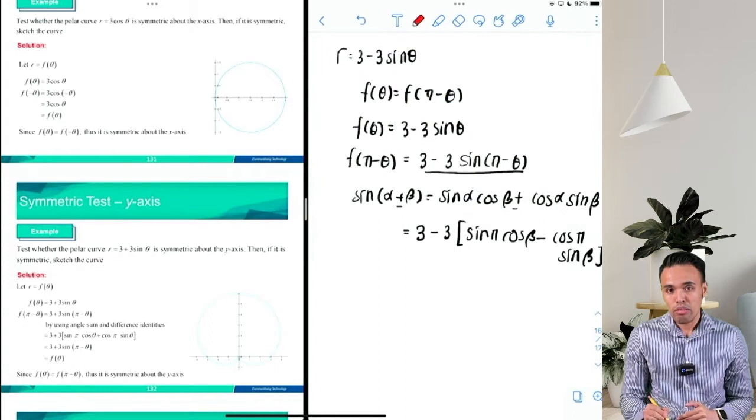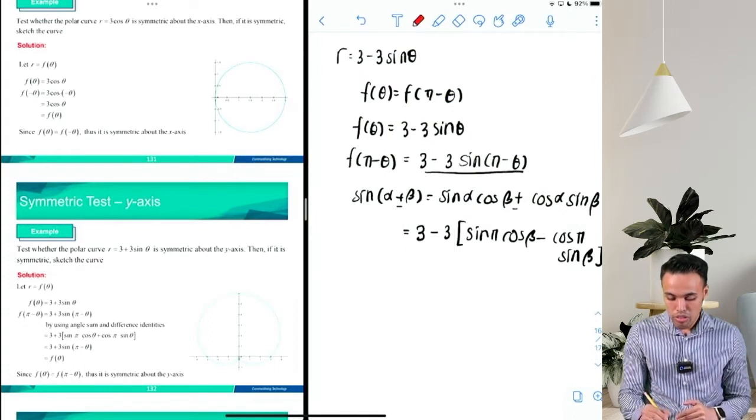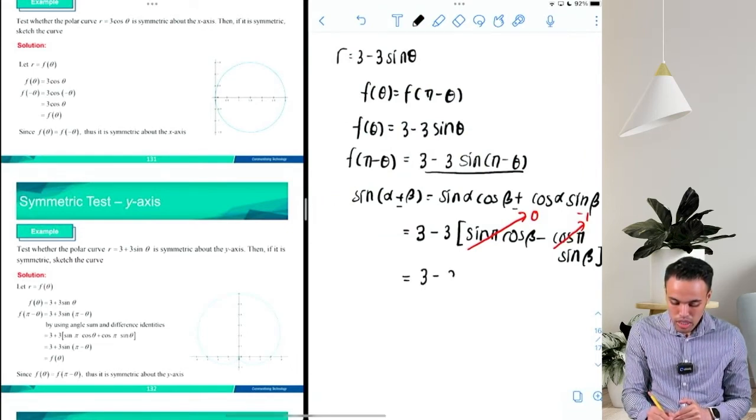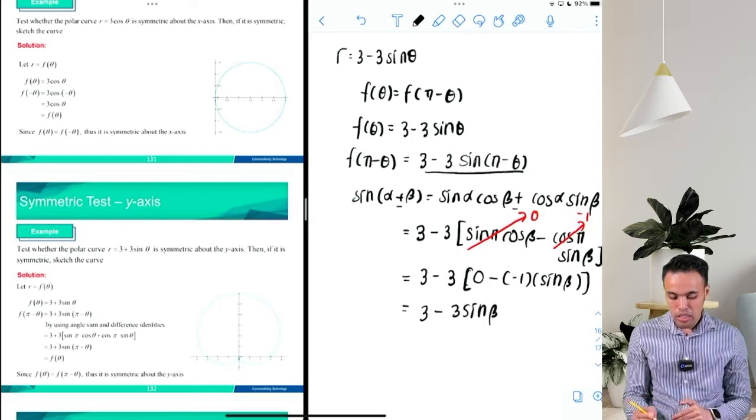Alright, so sine pi will always give you 0. So altogether here is 0. Cosine pi is -1, and then when you simplify, you will get 3 minus 3 times, let me write it more clearly, 0 minus 1 times sine beta. You will end up having 3 minus 3 sine beta.